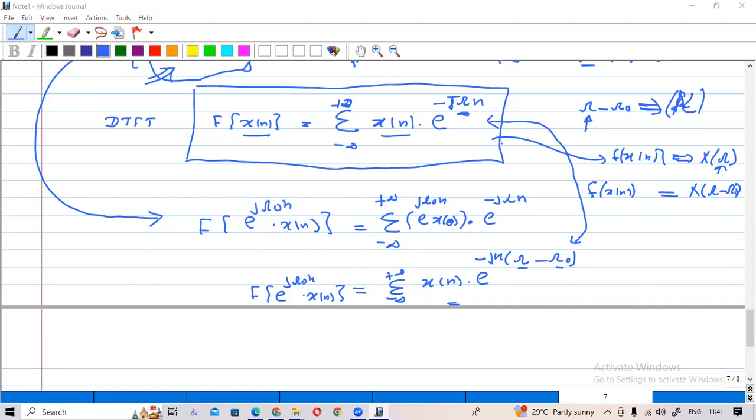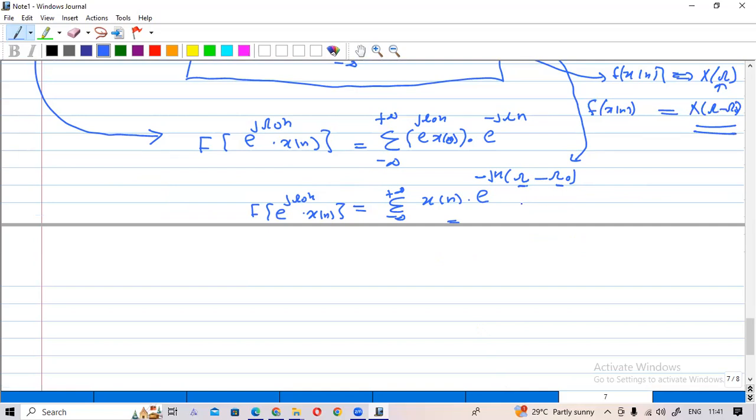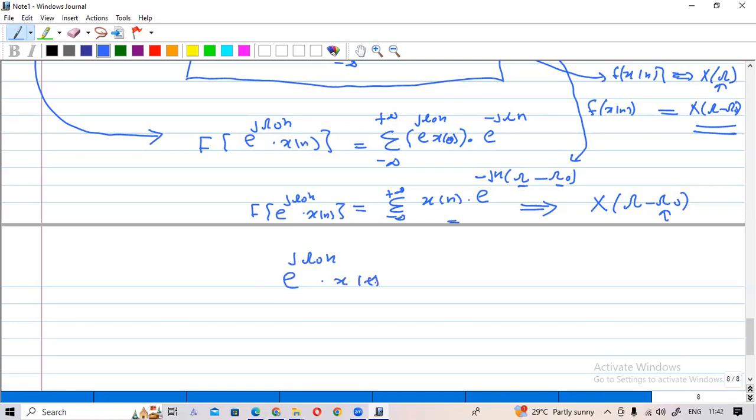Yes. Okay. That is correct. So it is omega minus omega naught. So the Fourier transform of this one is a function of omega minus omega naught. This omega naught can be variable or constant. So for e to the power j omega naught n times x[n], the Fourier transform will be X(omega minus omega naught), if the Fourier transform of x[n] is X(omega).